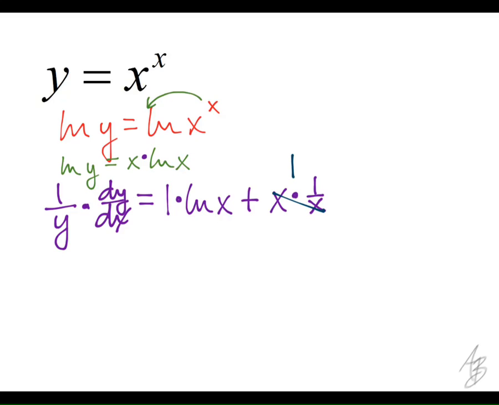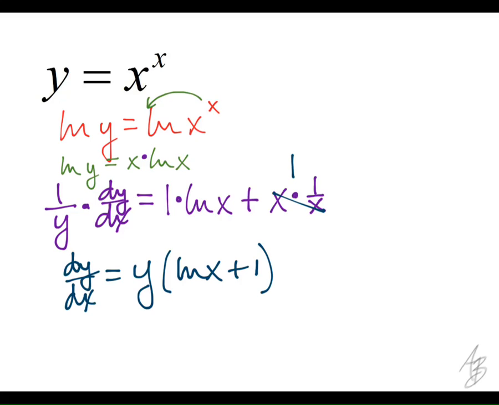What are we trying to solve for here? We're trying to figure out what dy/dx is, right? So dy/dx is going to be y times the natural log of x plus 1. You agree with that? Is that okay like that? No, it's not. What's wrong with that?